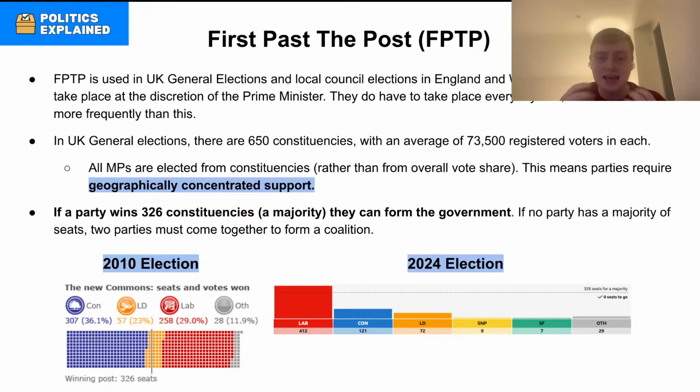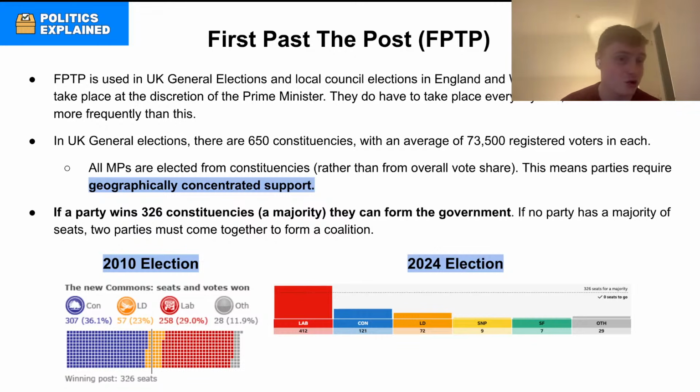And this is really key to understand and to explaining why first past the post harms minor parties in particular. In terms of how an election is won, if a party wins 326 constituencies, so a majority of the constituencies, they can form the government.